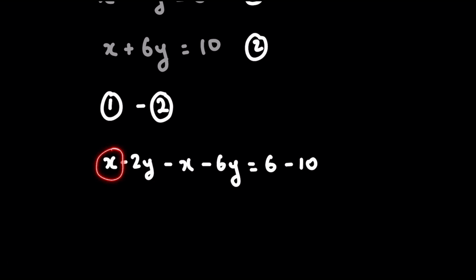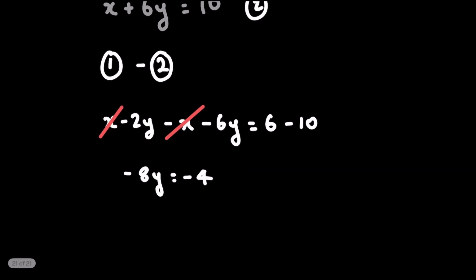Now what I can do is combine my variables and combine my constants. So x minus x, that's what eliminates. That was the whole purpose of this entire process, to eliminate the x away. Then what I have is minus 2y minus 6y, which is minus 8y, and that equals minus 4. If I simply solve for y, y is equal to minus 4 on minus 8, or simply a half.